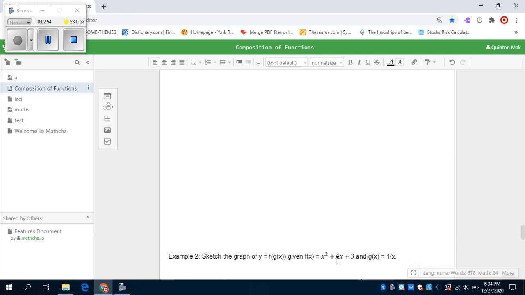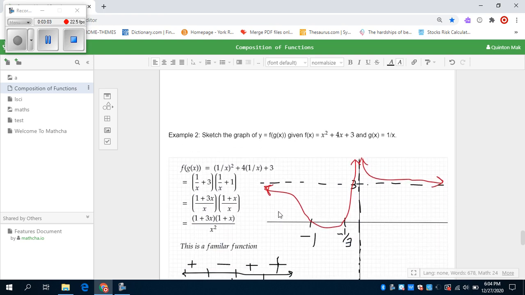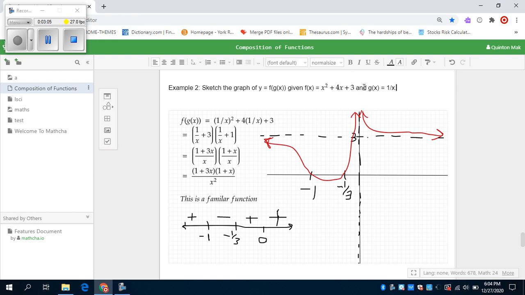Alright, this next question is this. You can pause the video and try it out yourself. So we sub g of x into f of x, and we factor the equation to get this.